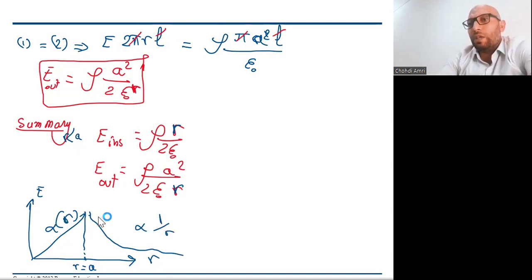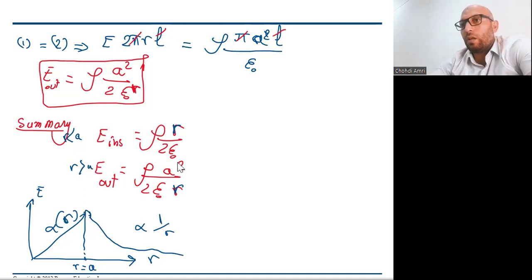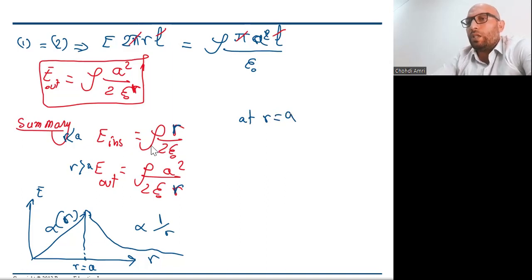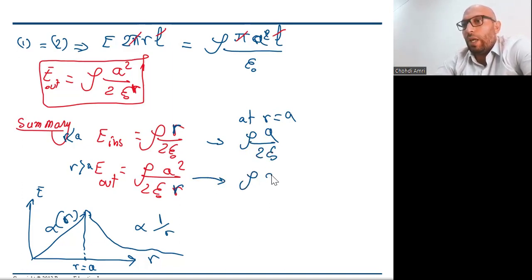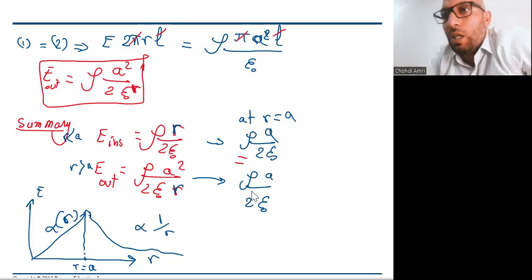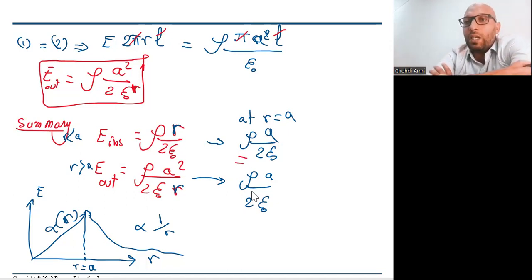What is the maximum electric field? The maximum electric field is at r equal a. The electric field inside gives rho A over 2 epsilon naught. The electric field outside gives rho A squared over 2 epsilon naught A. We have A squared and A, they will cancel each other. So you see here that we have the same expression. We can say that the electric field produced by a charged cylinder is continuous at the surface. Okay, and we are done with this example.